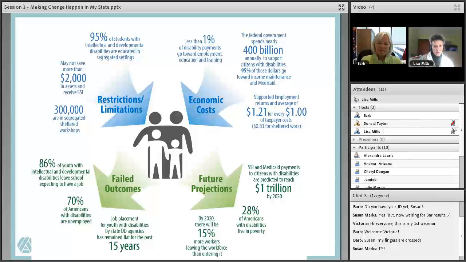This slide is really powerful. In fact, if you print any slide out of this deck, I would print this and carry it around with you. This is a one page that captures all of the failings of the system that we have right now. Up in the right-hand corner, you can see that the federal government spends nearly $400 billion. Actually, I'm sure it's over that by now.